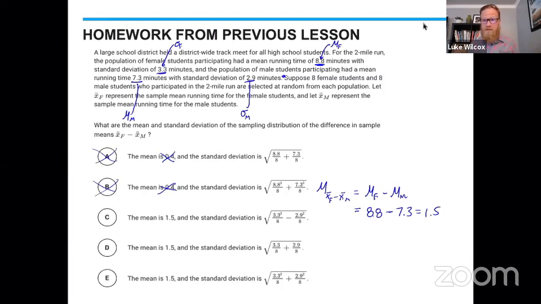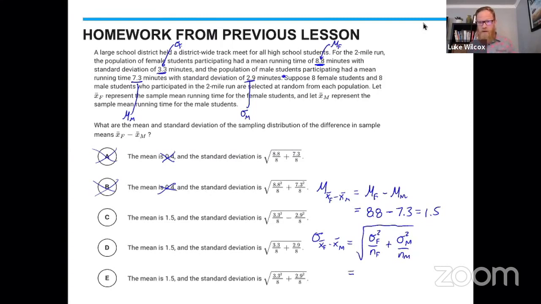Now it appears that we have to find the standard deviation in order to get the correct answer here. So in order to get the standard deviation of X bar sub F minus X bar sub M, remember, this is where we want to add the variances. So if I take the variance for the females, that would be sigma squared F over NF. And then I'm going to add the variance for the males, which would be sigma squared M over NM. And that gives me the variance. But I want to turn that back into the standard deviation. So now I need to take the square root of that whole thing.